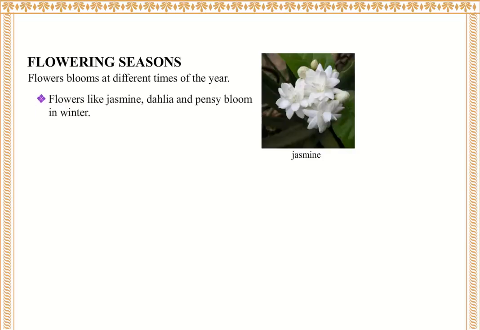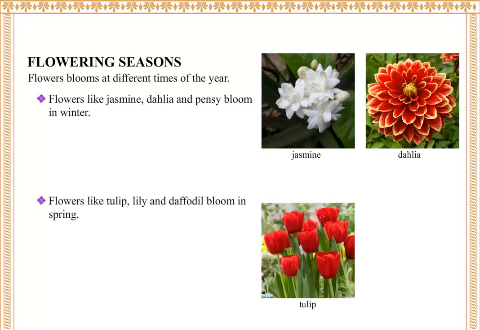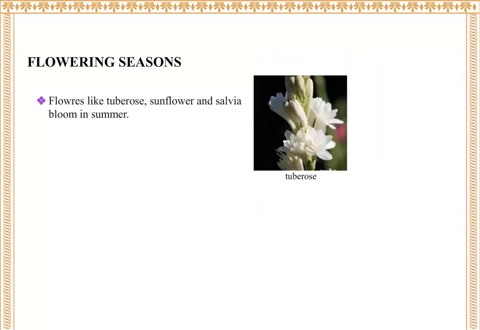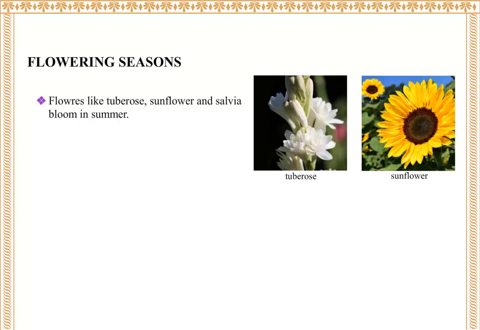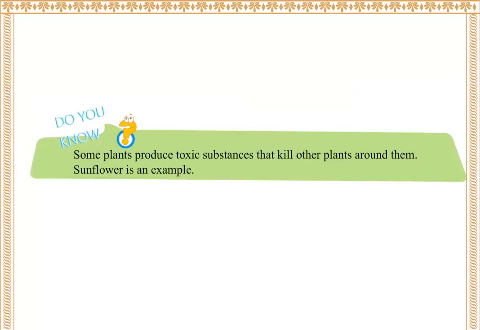Flowering seasons. Flowers bloom at different times of the year. Flowers like jasmine, dahlia and pansy bloom in winter. Flowers like tulip, lily and daffodil bloom in spring. Flowers like tuberose, sunflower and salvia bloom in summer. Flowers like rose and marigold are seen throughout the year. Roses, marigolds. Do you know? Some plants produce toxic substances that kill other plants around them. Sunflower is an example.